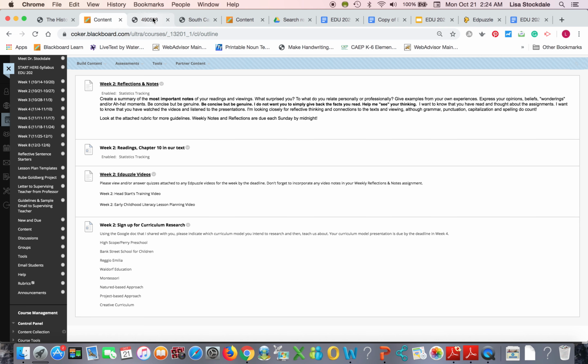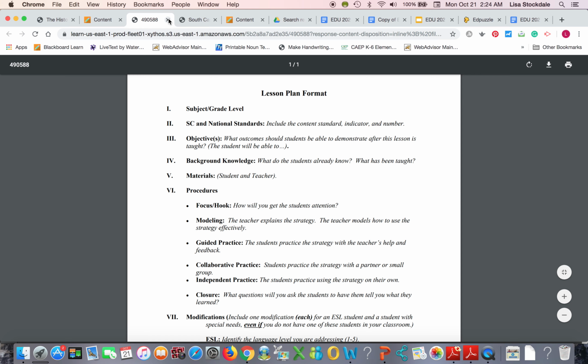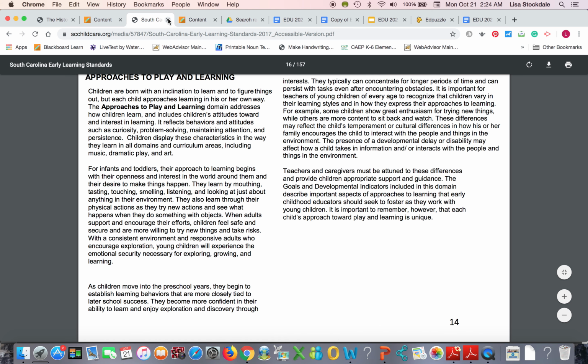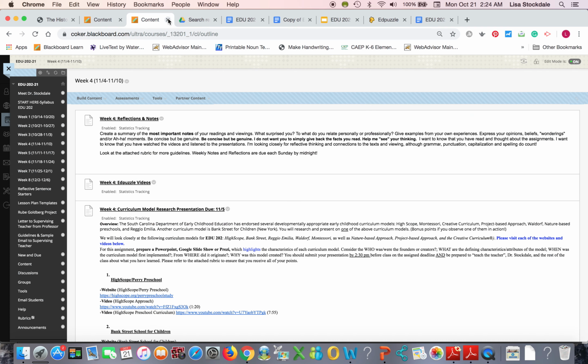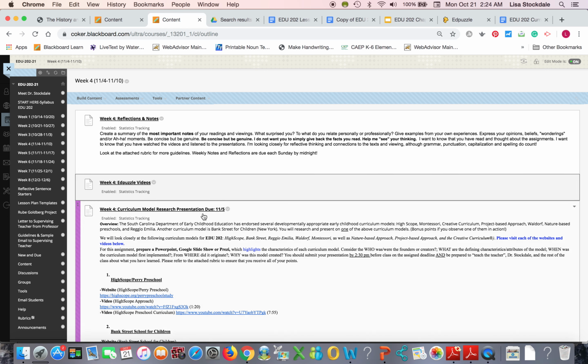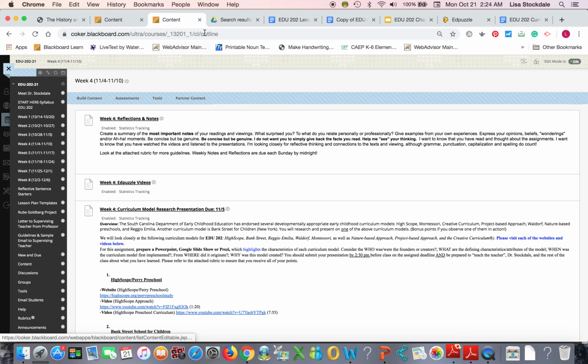Now, so we have talked about the lesson planning format. We have talked about the South Carolina Early Learning Standards. We have talked about when our curriculum model research presentation is due and how to find the rubric so that you will earn all your points.